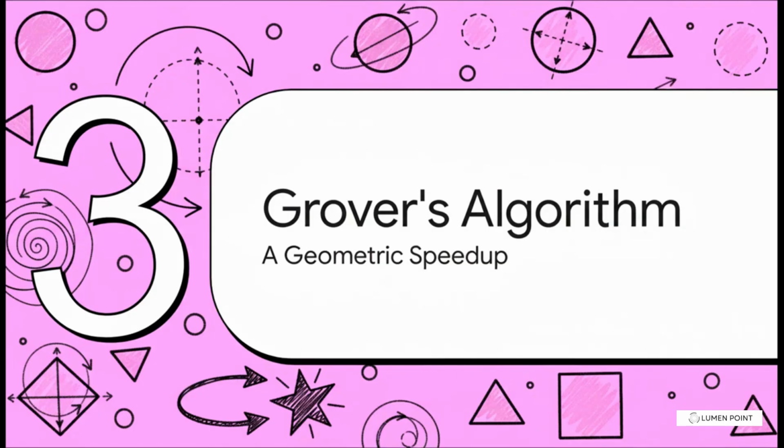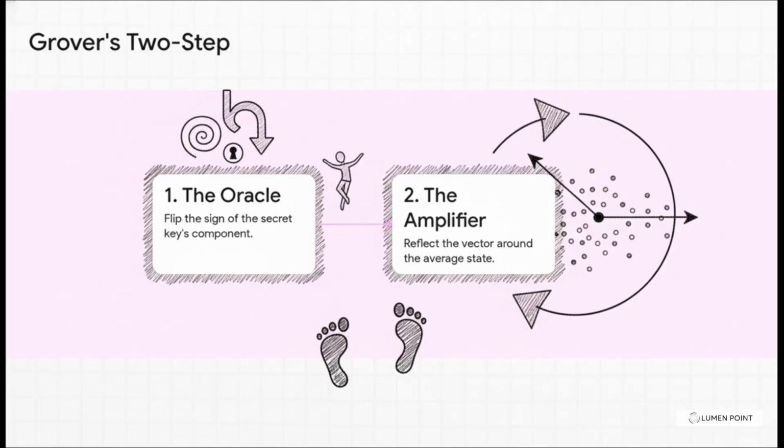Okay, so how does all this geometry stuff connect back to Grover's amazing algorithm? Well, it's not about parallel processing. It's actually this beautiful two-step geometric trick for rotating that state vector, that arrow, and pointing it directly at the answer. Yeah, you can really think of it as a two-step dance.